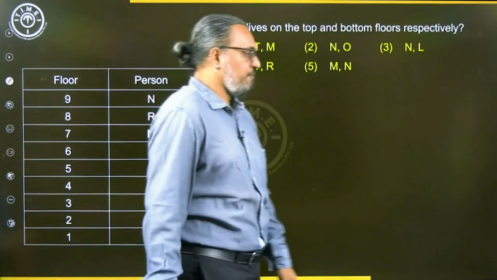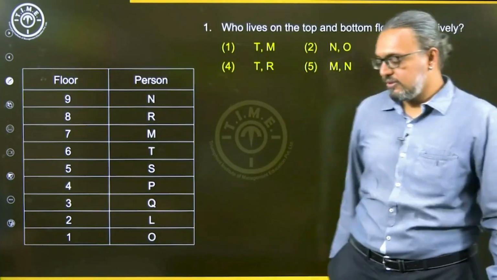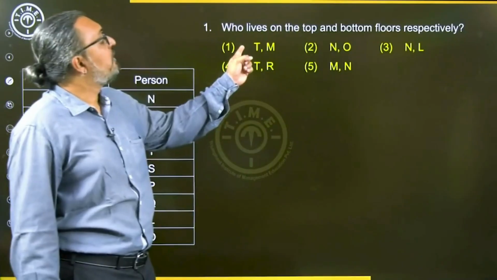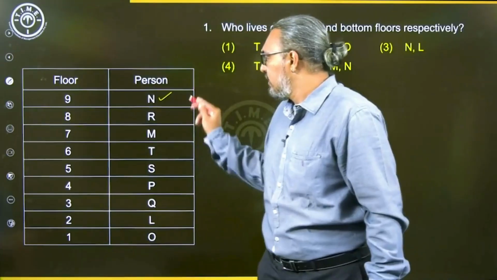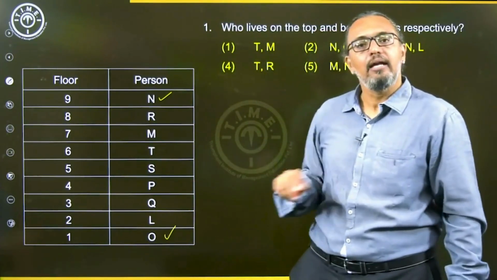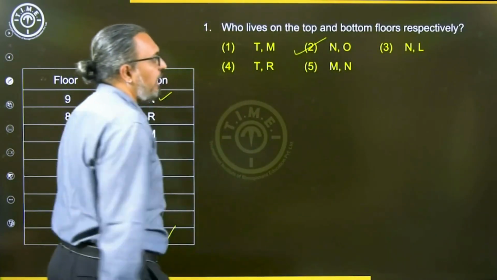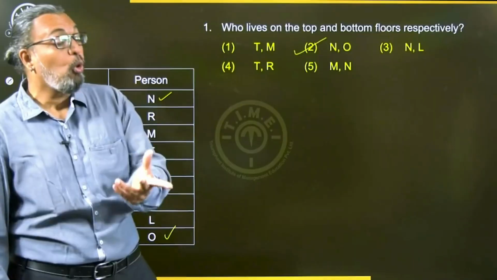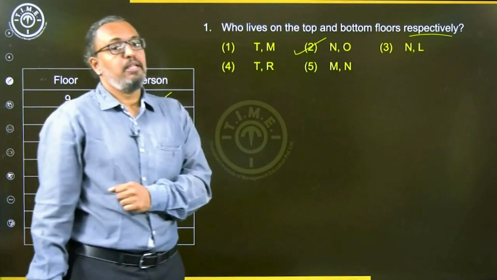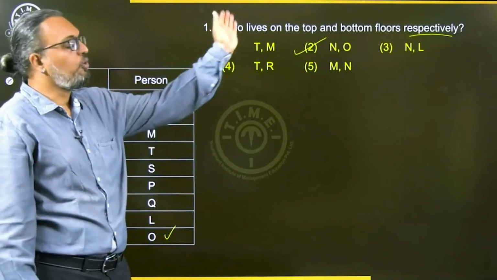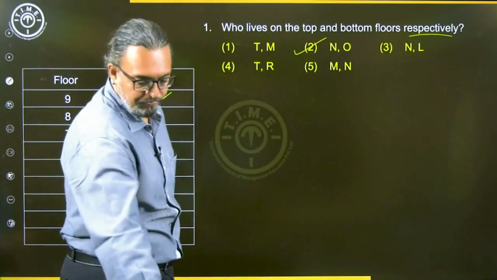So, I have taken the arrangement here. Now, let us see the questions. Who lives on the top and bottom floors respectively? So, top and bottom is N and O. Respectively, he said. So, first we fix N and then we have O. If you had O and N, please don't choose that, because the word respectively means in that same order. First top floor and then bottom floor. Okay. So, N comma O.